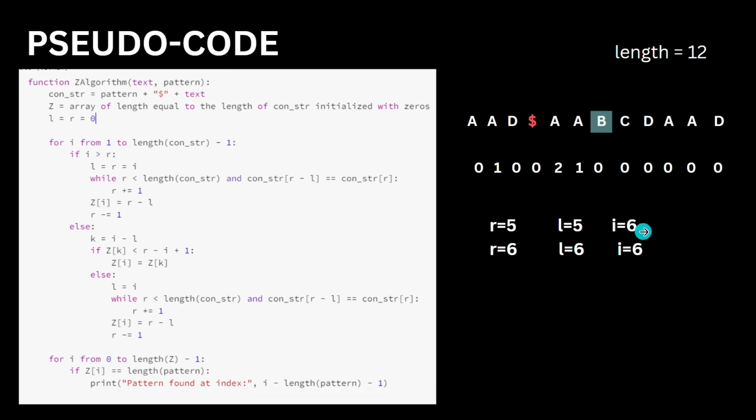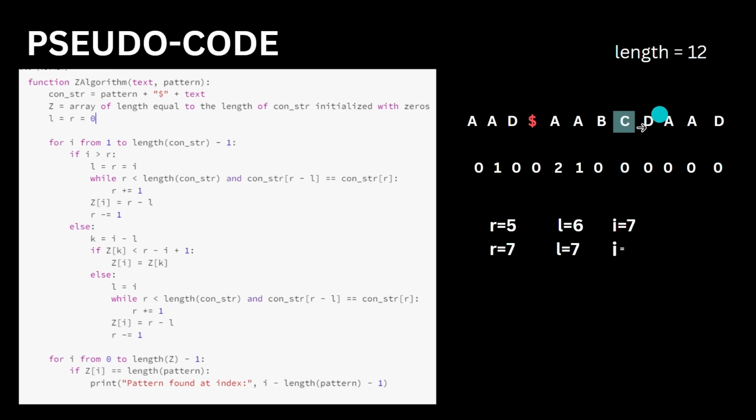So now I has been increased, so I is equal to 6, R is equal to 5, and L is equal to 5. So I is greater than R, we'll go into the loop. L is equal to R is equal to I. So now we'll go into the while loop. We'll check that index and the first index. So both are not equal. We'll come out of the while loop. Z of I is equal to R minus L, which is 6 minus 6. So that Z value is 0, and R has been decremented. So R is 5 now.